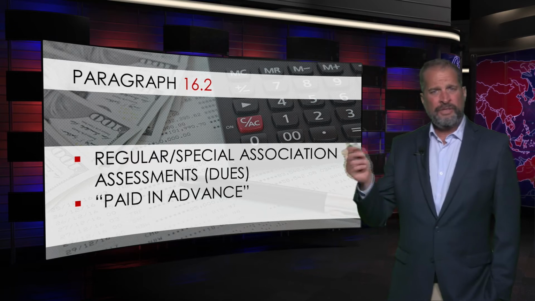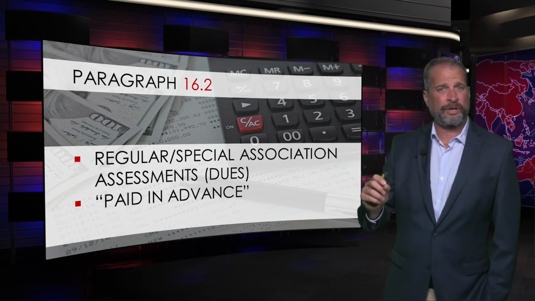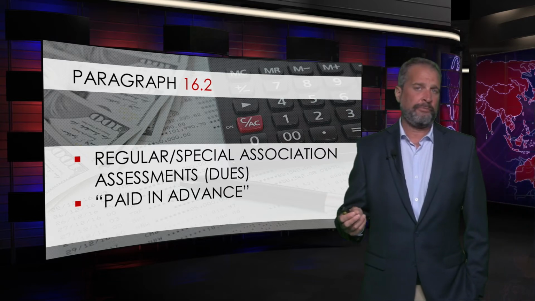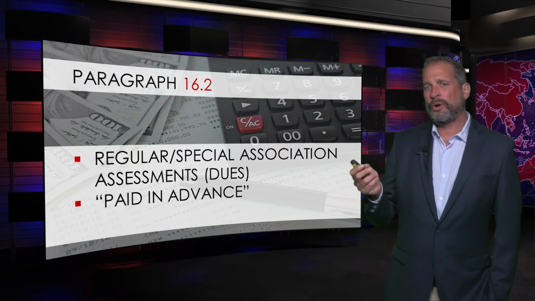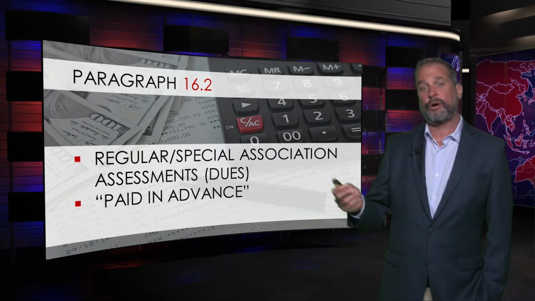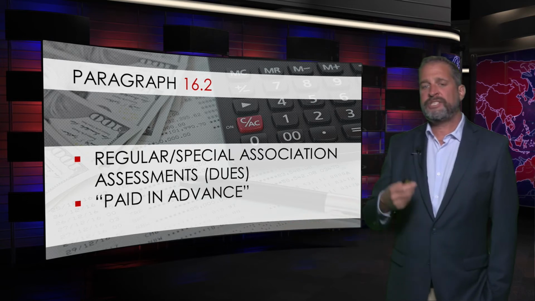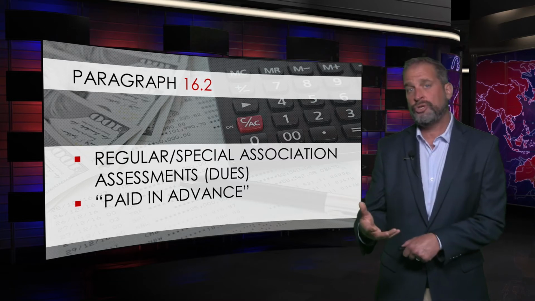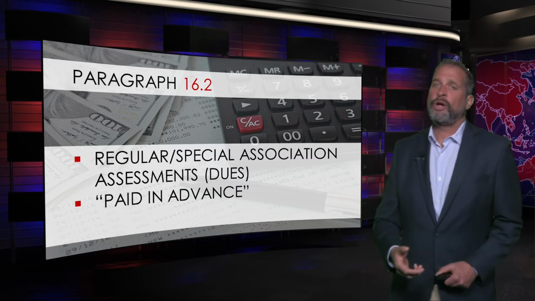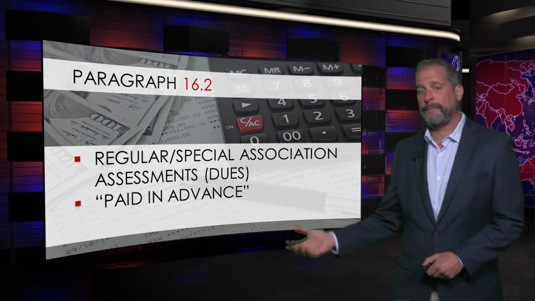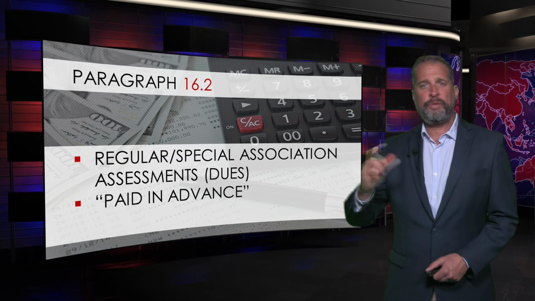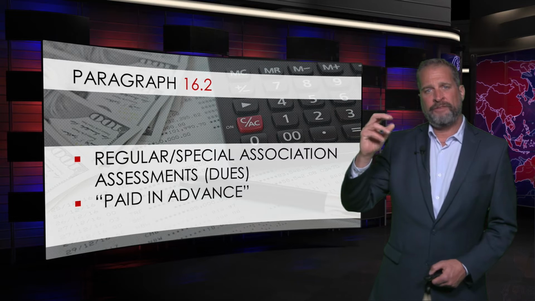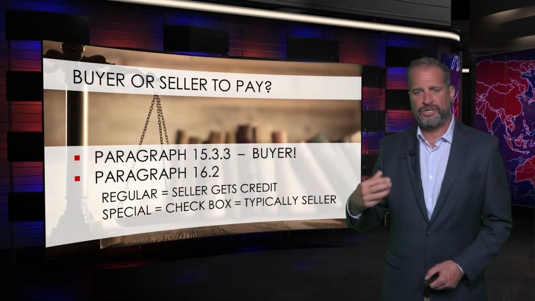But in order to clear up the confusion, I need to address paragraph 16.2. Now, this is just down further on the same page, but this speaks to what are really regular or special assessments that are paid in advance as well. But 16.2 has to do with what I would say are most commonly referred to as association dues, regular assessments, or special assessments, which does have a check box involved there. And so a lot of people, including even some title companies that have been trying to work through settlements, have been conflating the 15.3.3 stuff with the 16.2 stuff.